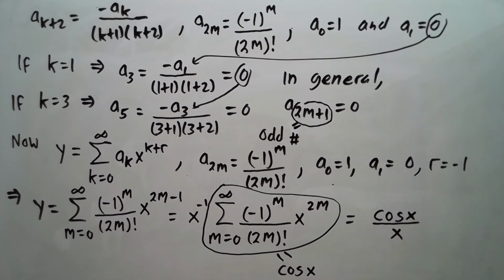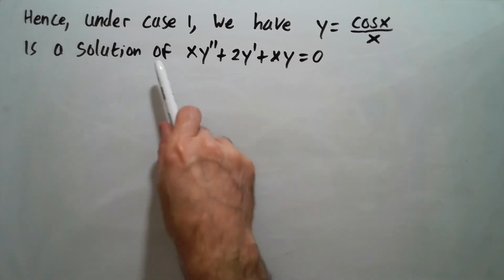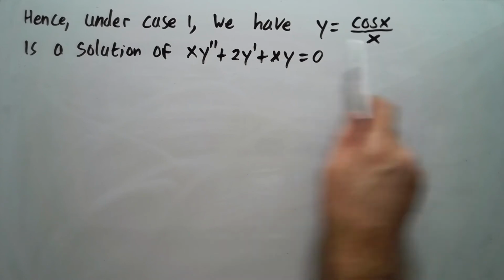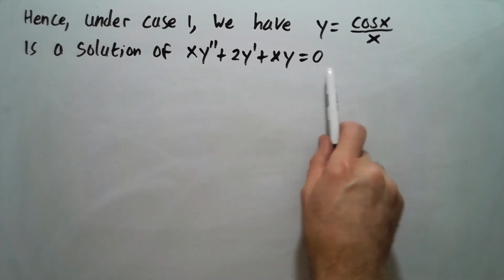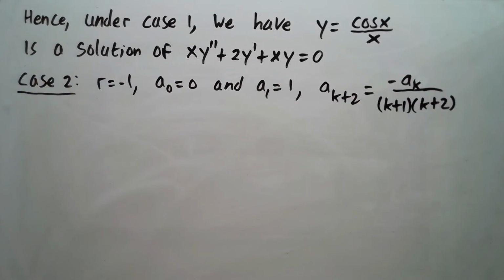So let's summarize what we have. Hence under case 1, the solution we found, cosine of x over x, should be a solution of our differential equation here. Okay, now let's look at case 2 now.